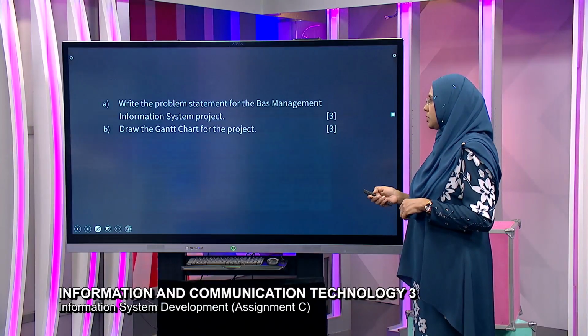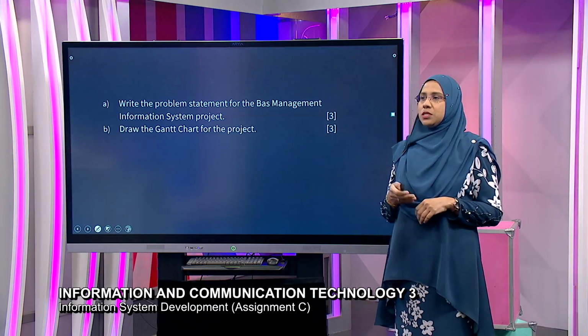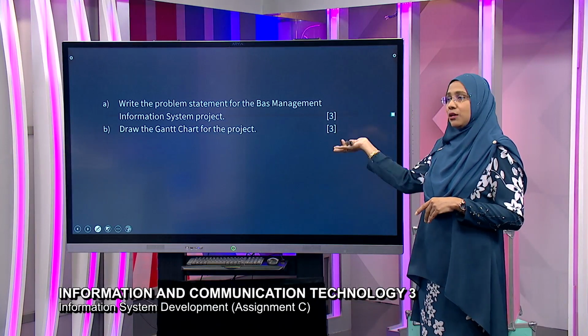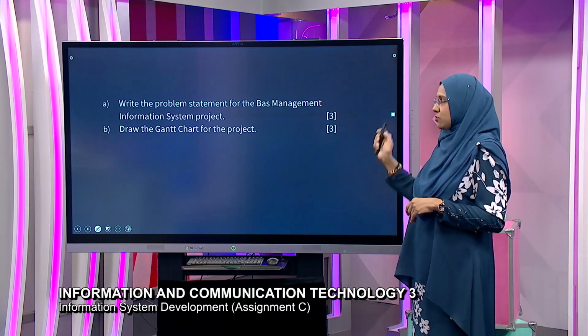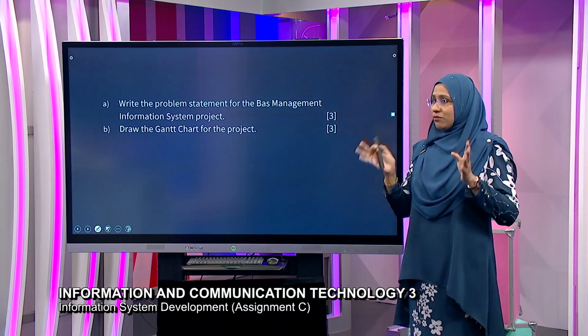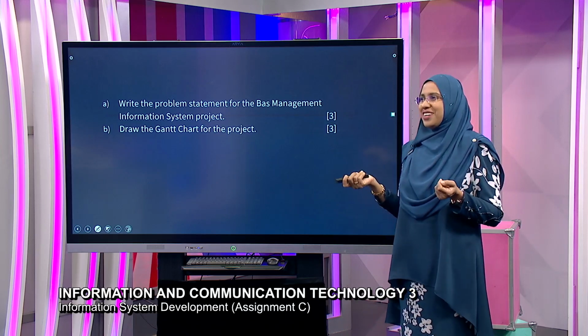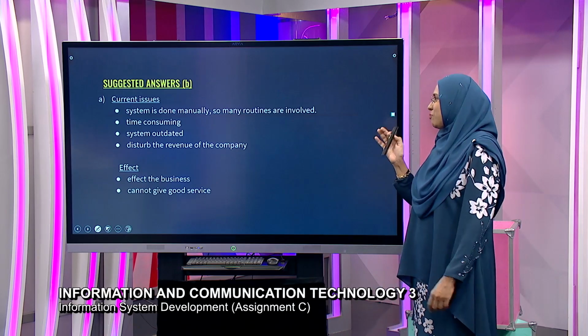Now look at the question. What do they want? Write the problem statement for the bus management information system. It's in the question just now. Marks, 3. And then draw a Gantt chart. If you forgot how to draw the Gantt chart, then 3 marks gone. Okay, so the problem statement.